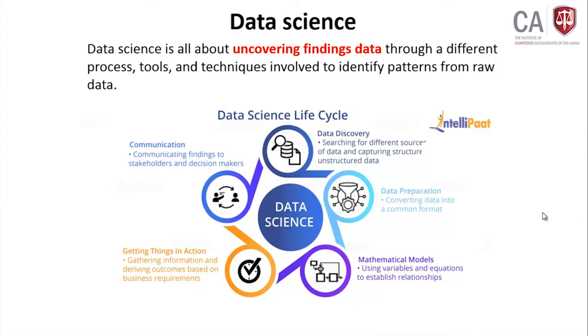So, there is a correlation. You identify through the mathematical models, you identify those things and then get things into action. So, gathering that information and deriving outcomes based on business requirements. Based on the business requirements, you are going to take some actions in order to make more profit through this data science. So, then communication.